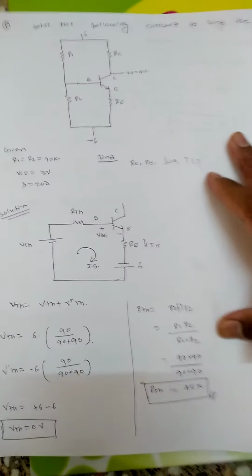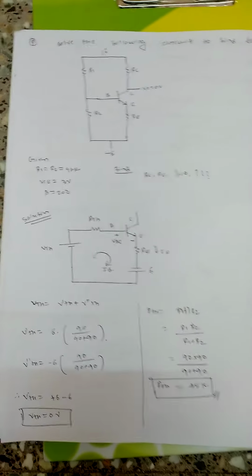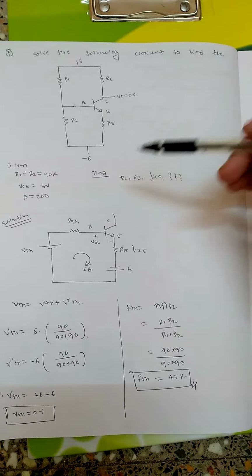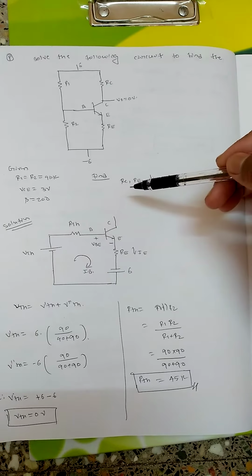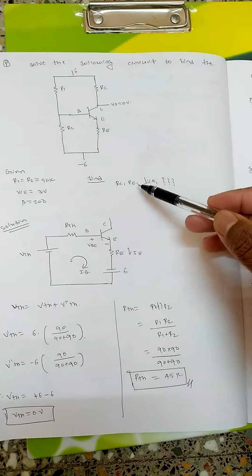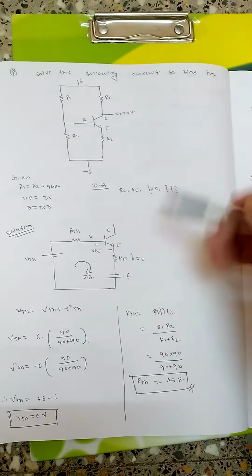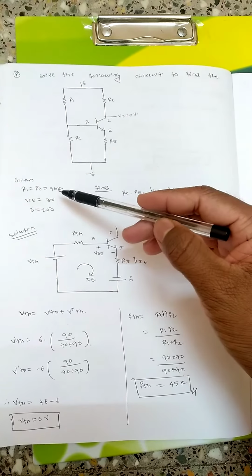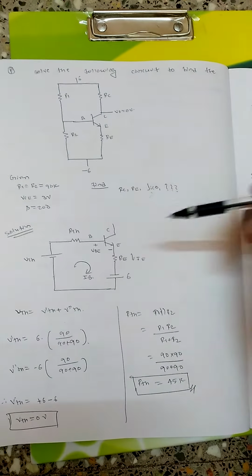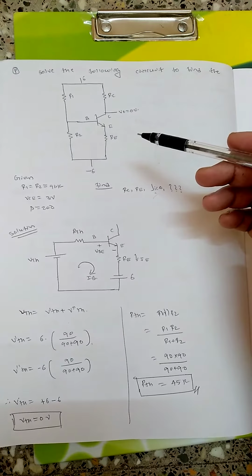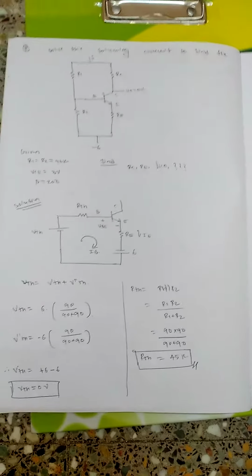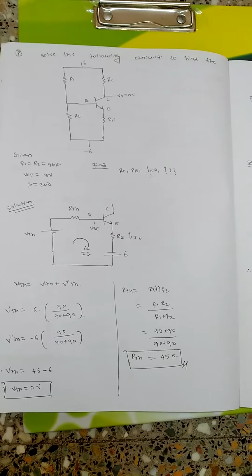Okay, so the next problem which is given is solve the following circuit to find the, so they have asked to find out collector resistance, collector emitter resistance and stability factor. All right, so they have given R1 R2 that is 90k, VC is 3 volt, beta is 200. All right, so this is again a voltage divider circuit. So whenever there is a voltage divider circuit given, then we need to consider the Thevenin logic.